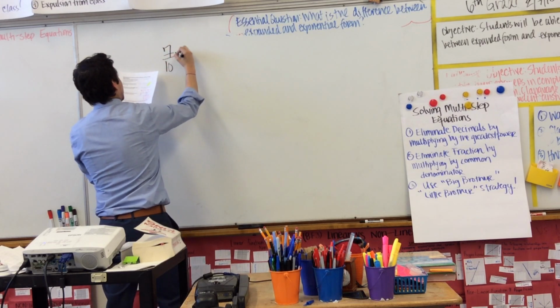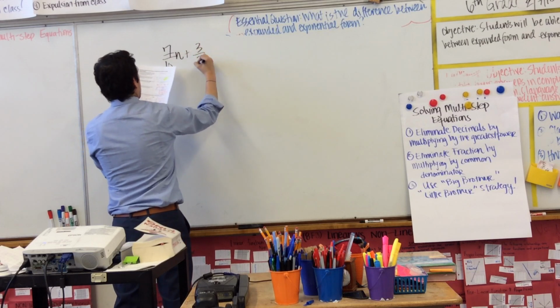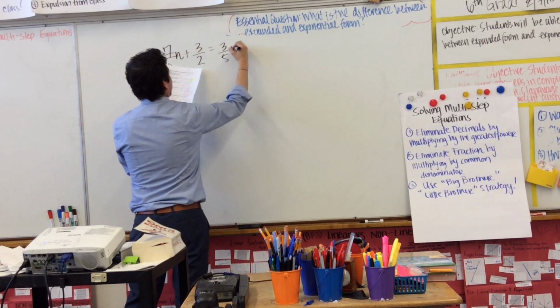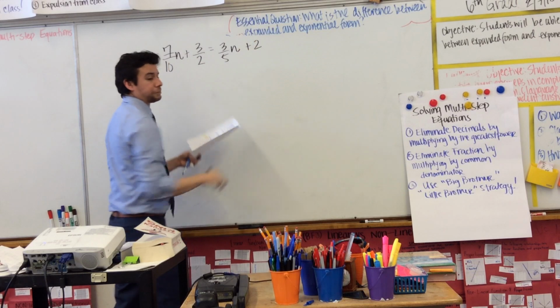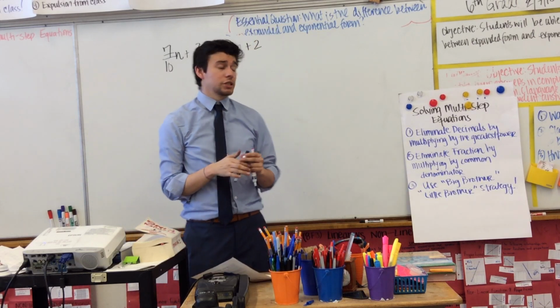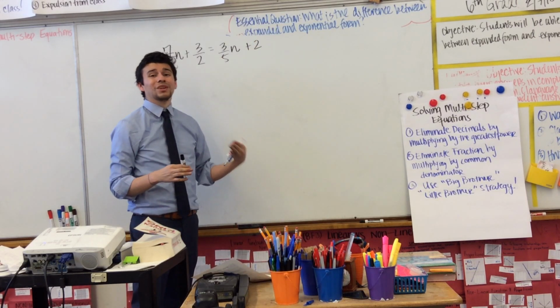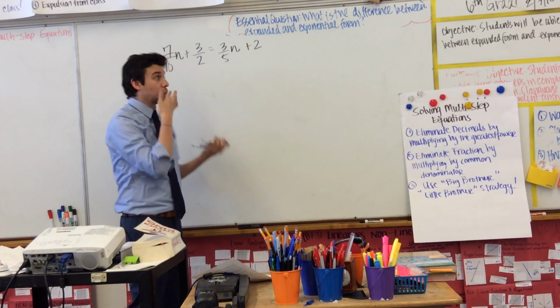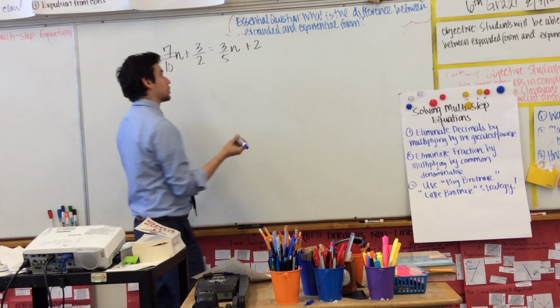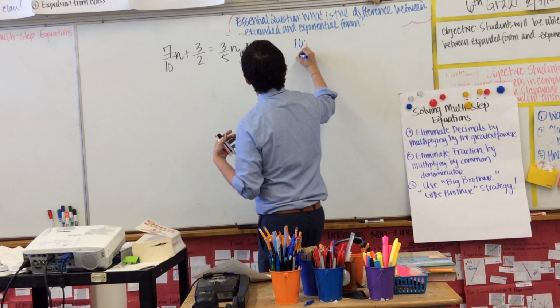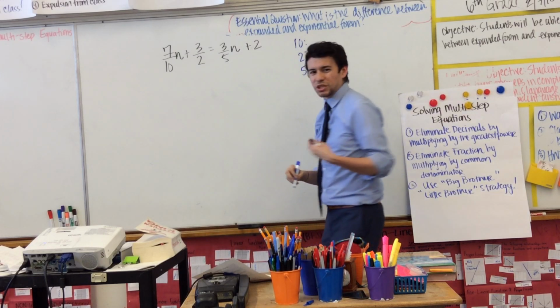7 over 10n plus 3 over 2 equals 3 over 5n plus 2. Look at the denominators. Are the denominators the same? No, they're not. They're different. So we have to look for the same denominator. Some of you guys already know what the denominator is. But I'm going to list them just to be safe.